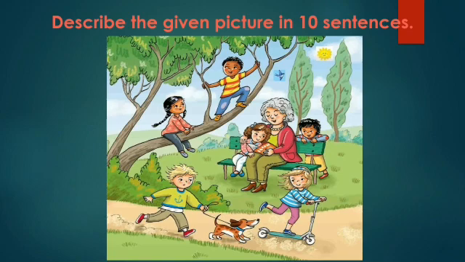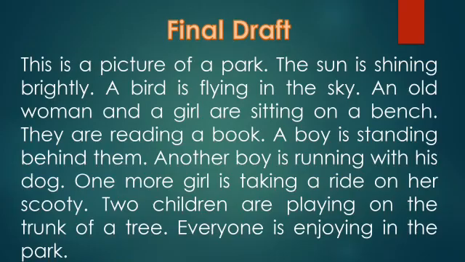Okay students, now let's take a look at the final draft of this picture. This is a picture of a park. The sun is shining brightly. A bird is flying in the sky. You can also write, clouds are floating in the sky. An old woman and a girl are sitting on a bench. They are reading a book. A boy is standing behind them. Another boy is running with his dog.